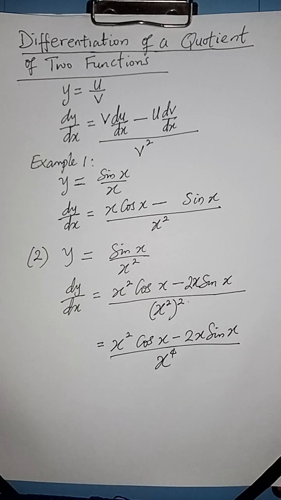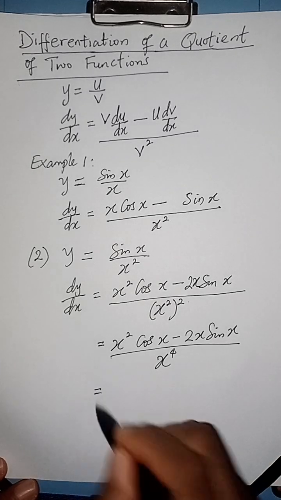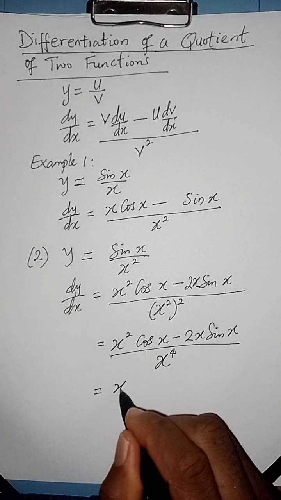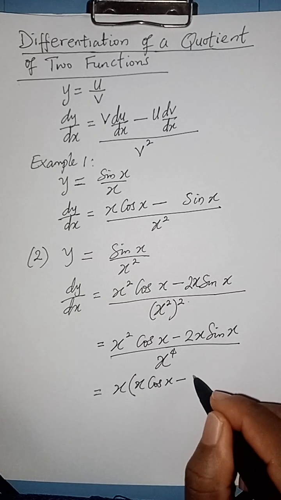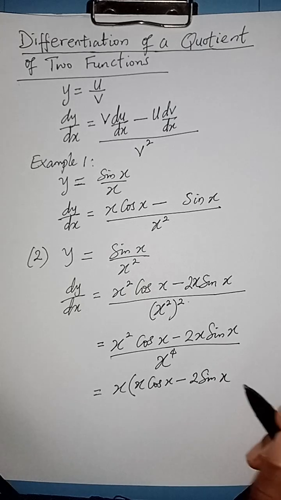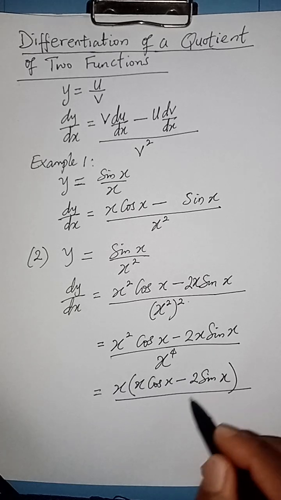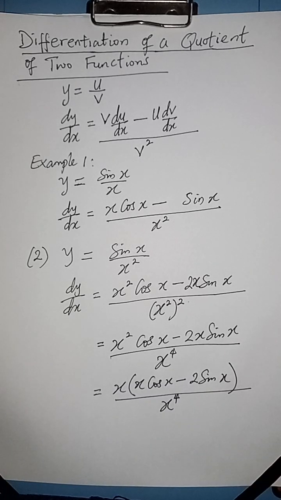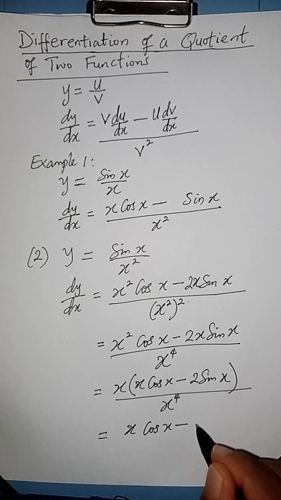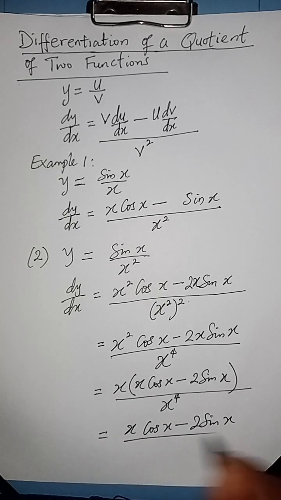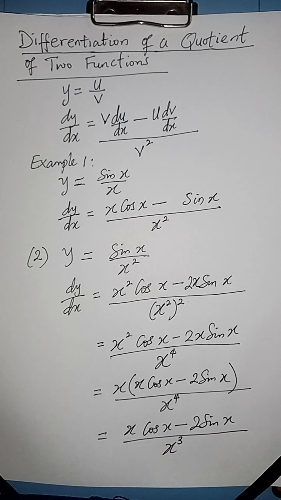Here, I can decide to factorize. If I do, highest common factor is x. Open the bracket, it becomes x cos x minus 2 sine x. Close bracket. And this is x raised to the power 4. You see here, one of the x can cancel. So if one of these x cancel one from here, final answer will be x cos x minus 2 sine x over x raised to the power 3.